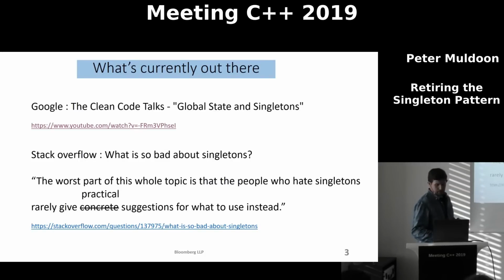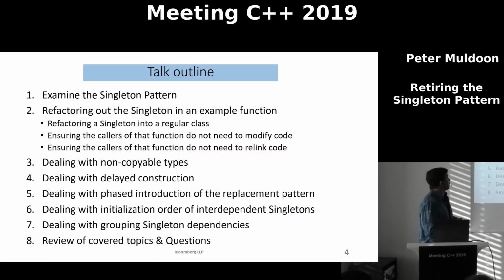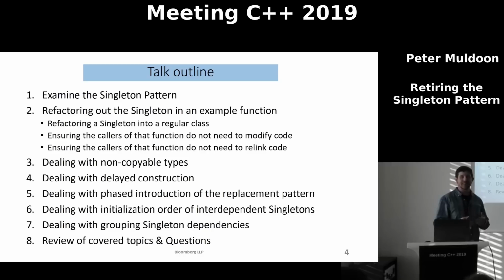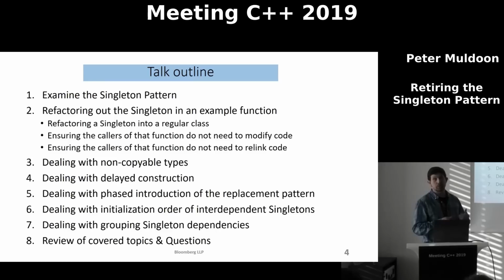Okay? So, I'll just give a brief talk outline. We're going to examine the singleton pattern briefly, as in, what is so bad about them? And then we'll talk about how we refactor singletons out of example functions, one where we don't have the callers of the functions that are using this singleton having to modify their code, or even recompile it. And then when I did this myself, I ran into other problems, which is what we deal with when you don't have copyable types because the copy constructor is private or removed.